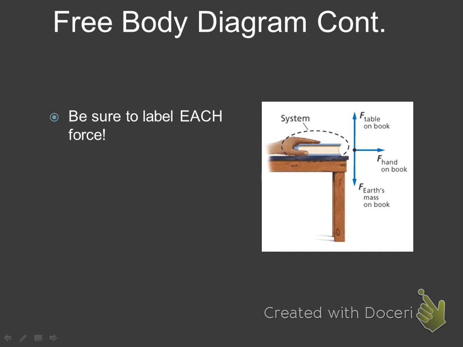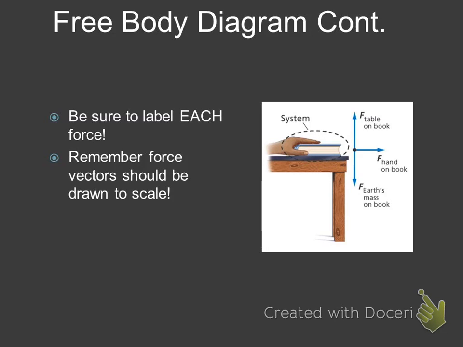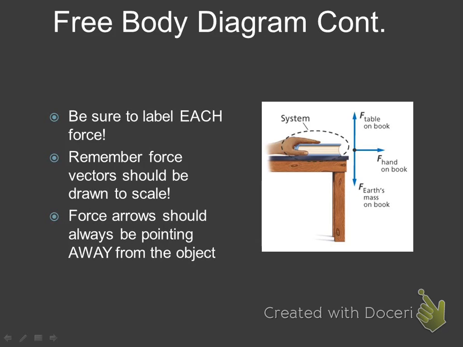We want to make sure that we label each and every force, whether it's F sub n, F sub g, F applied, whatever. Every force has to be labeled, and vectors should be drawn to scale. They should be pointing away from the system. So we don't ever see the gravitational force look like this. That's not how it works. It needs to go away from the system. So the tail of your vector needs to start at the system.